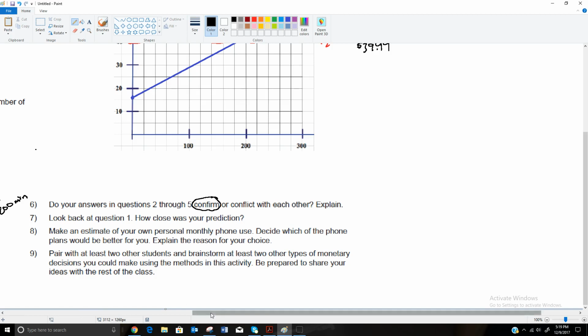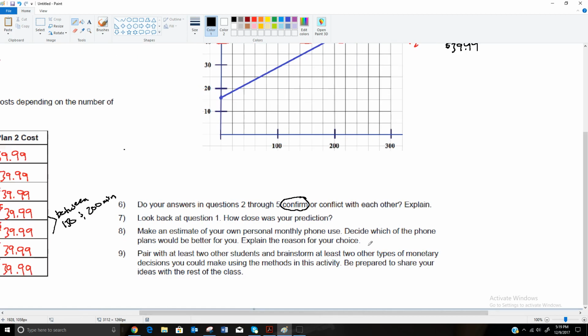And then this one says to pair with at least 2 other students and brainstorm some other types of monetary decisions you could make. You could use this for cable bills, for phone bills, for anything where you're charging a certain amount per hour or per minute, but the starting amount is different. So you could do this with 2 different people that are going to come do work at your house, 2 different places that you want to rent, 2 different types of bills, all kinds of things.